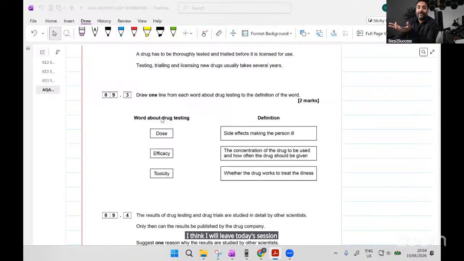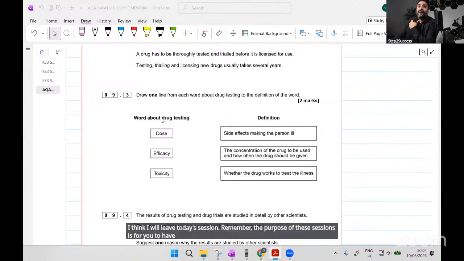Remember, the purpose of these sessions is for you to have a go at the homework, come and say, I didn't understand these specific questions, and then I'll happily go through them. I just want to encourage people to attempt things and then ask for help. That's what we're trying to do.